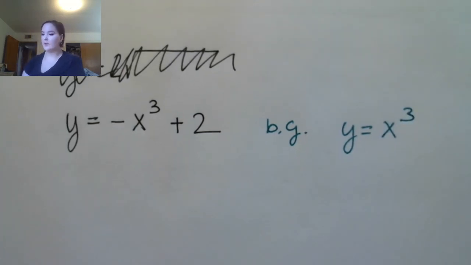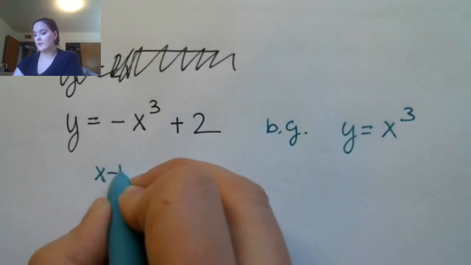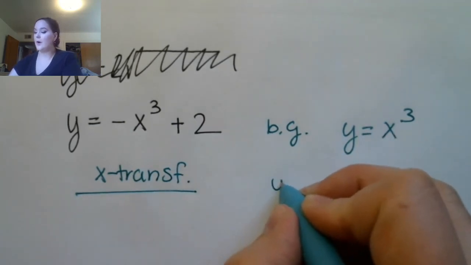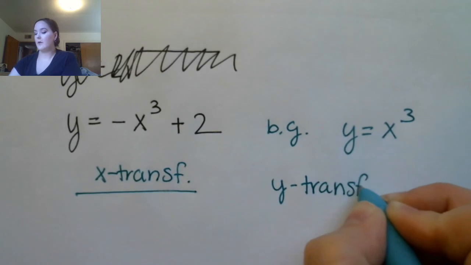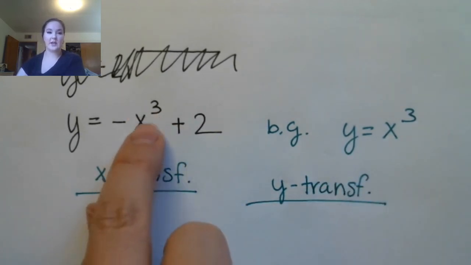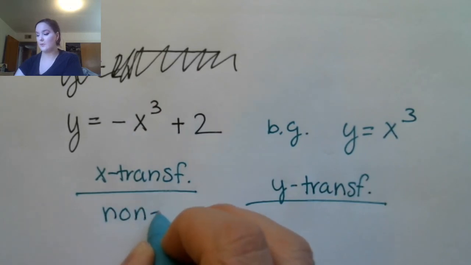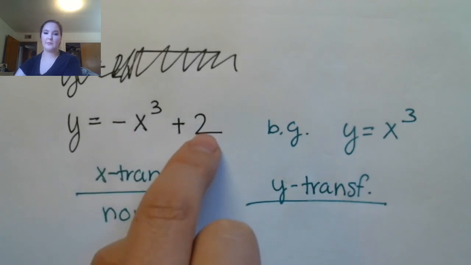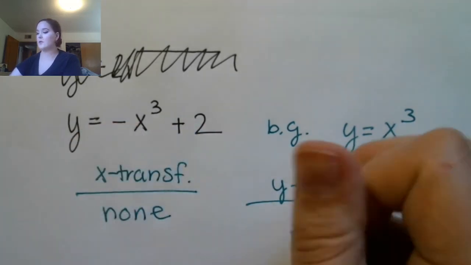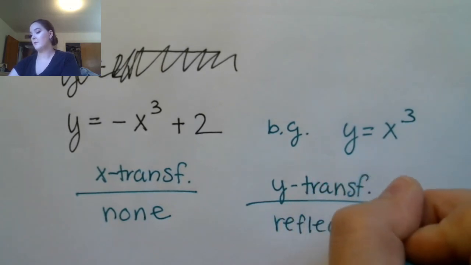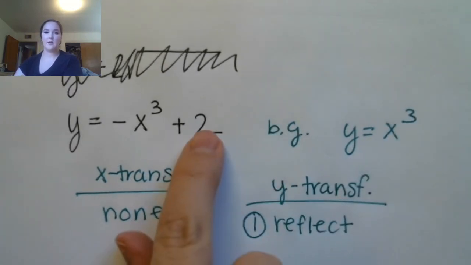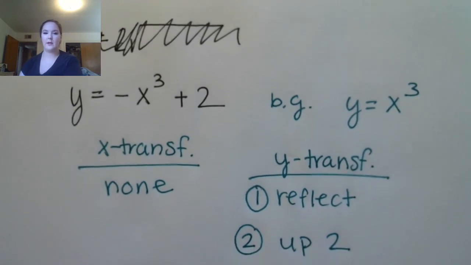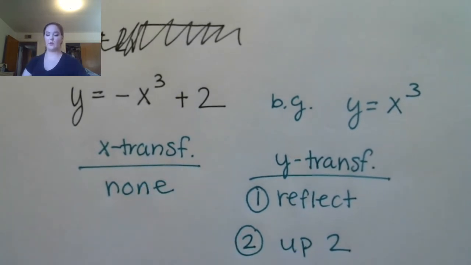Okay, and then let's look at our transformations. So our x transformations are going to be things that are inside the cube, and our y transformations are going to be things that are outside of the cube. There's actually nothing in here, so there are no x transformations. My y transformations are going to be this minus and this plus 2. We're going to do the minus first, so this is going to be reflect. That goes first, and then my plus 2 is going to move it up 2. I do need to do them in the right order.